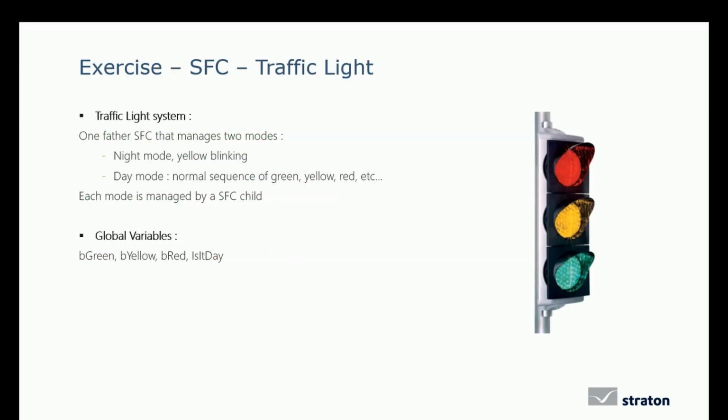Let's make an exercise to practice the use of father and children SFC. We'll program a traffic light system. There will be one father SFC that manages two modes, the night mode with yellow blinking and the day mode with the normal sequence green, yellow, red. Each mode is managed by a child SFC. We'll have 4 Boolean global variables: be green, be yellow, be red, and is it day.